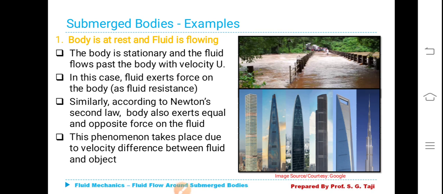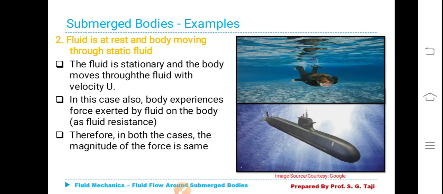Examples, you can see the figures also here. The body is stationary and the fluid flows past the body with velocity u, meters per second. In this case, fluid exerts force on the body as fluid resistance. Similarly, according to Newton's second law, the body also exerts an equal and opposite force on the fluid. This phenomenon takes place due to the velocity difference between fluid and object.